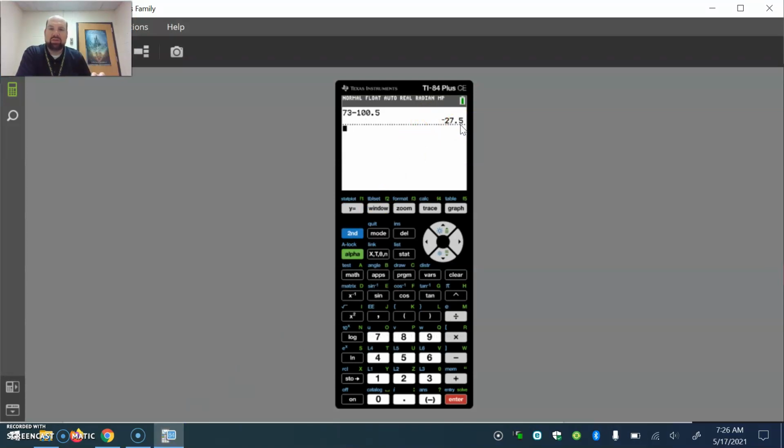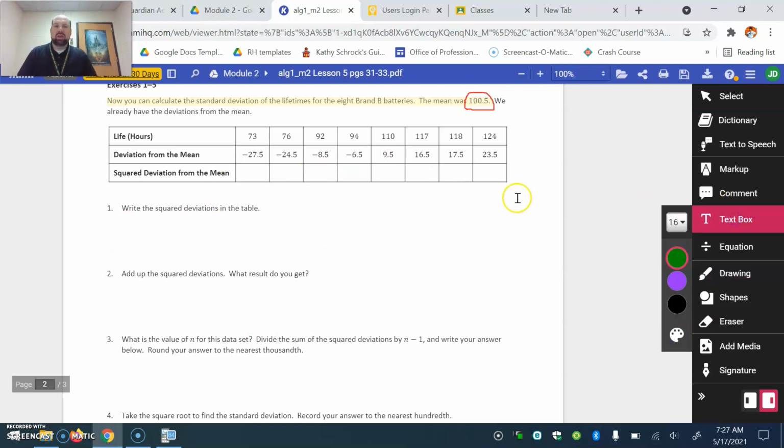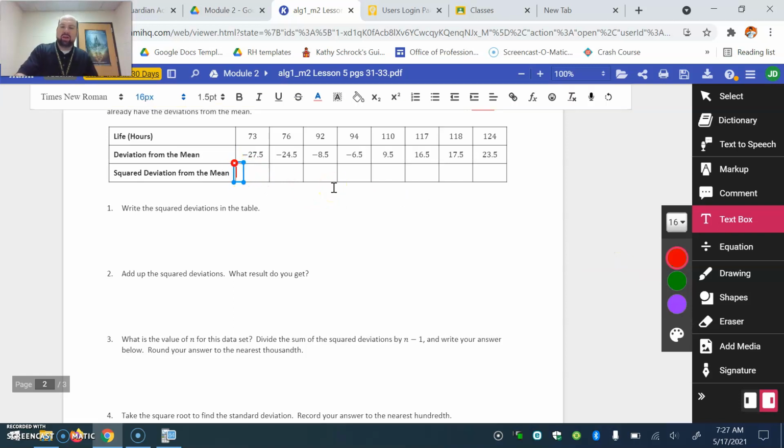Now, next step is to square that. What's nice about the calculator is all you have to do is hit this little x to the second power button, and notice it substitutes the answer in for you. Obviously, you could type in negative, make sure you don't hit the minus, you hit the negative 27.5 and then hit the same button, or use the caret and the 2 key, any way that you prefer, and then hit enter. And we get 756.25. So I'm going to come back and type that in, 756.25.